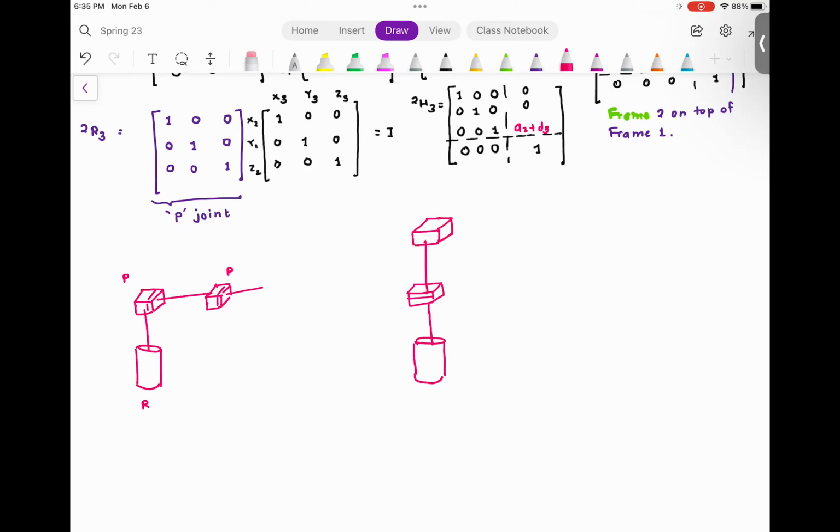And here you can have something like this. Or you can have any other combination. The first prismatic joint could be horizontal and the second prismatic joint could be vertical. So all these cases are possible. Let me solve this problem first, and then I will try to set up these two problems. Okay.